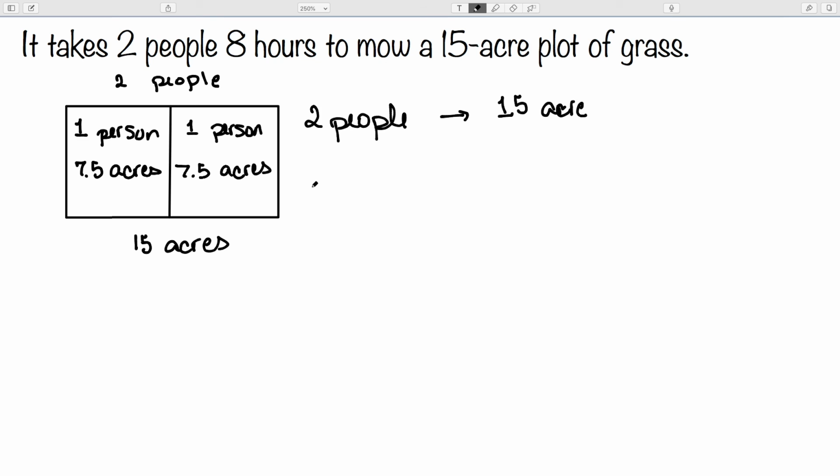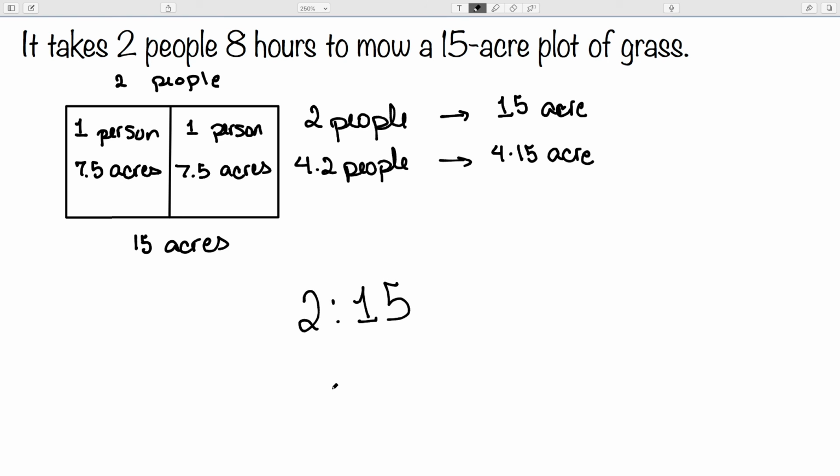So if 2 people can mow 15 acres, then if we were to increase the number of people to, for instance, 4 times 2 people, we would be able to do 4 times 15 acres of land. So in general, n times 2 people will mow n times 15 acres of grass in 8 hours. So this tells us that this is always in the ratio 2 to 15. So this would be a proportional relationship. So our first case of varying the number of people and seeing how it affects the acreage, we get that this is proportional.